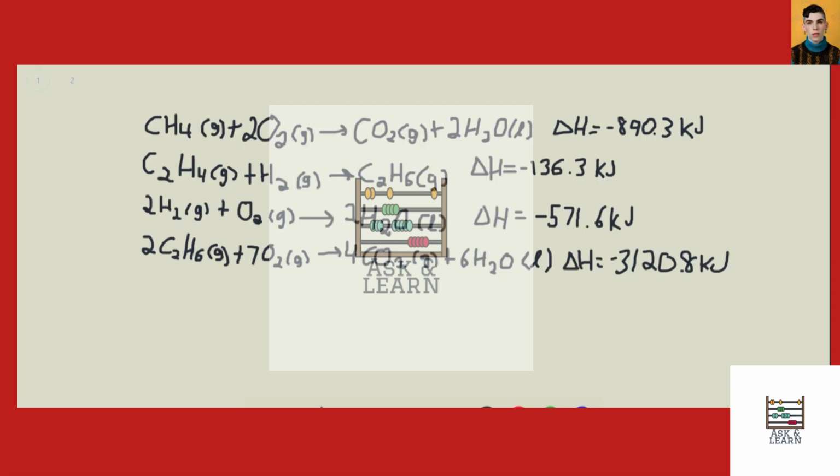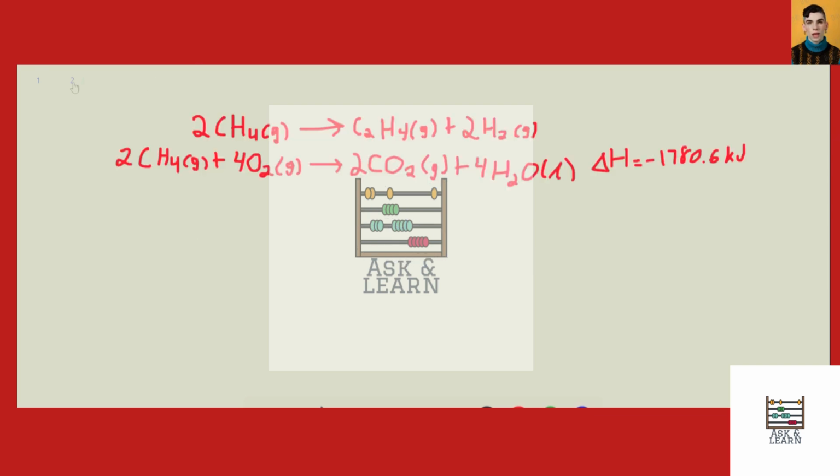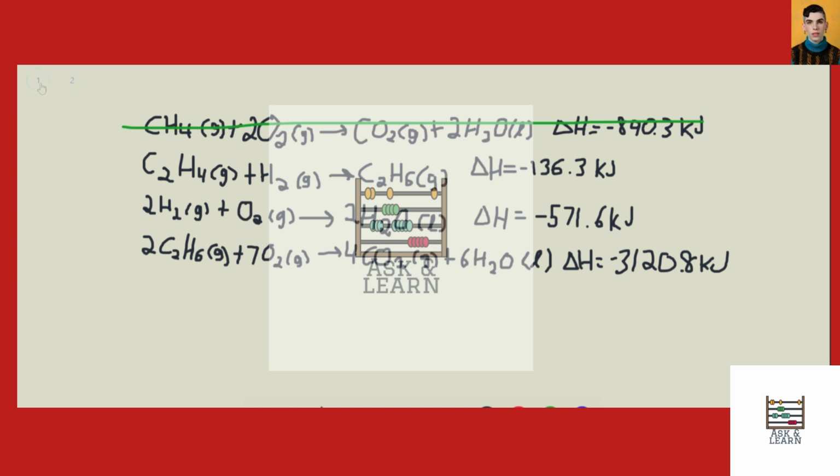Okay, so we can cross this one out. We're done with it. Now we're going to look for the equations that have H2, and we're going to put them on the right. So this one has C2H4 and H2 on the left, so we have to flip it and put those both on the right.